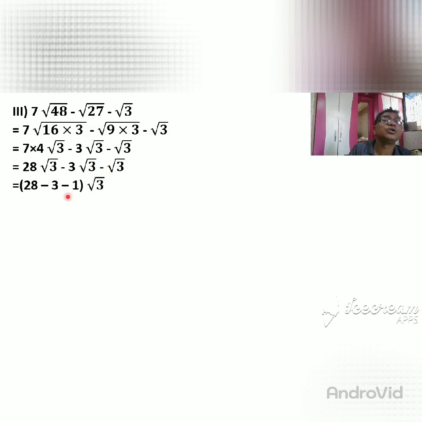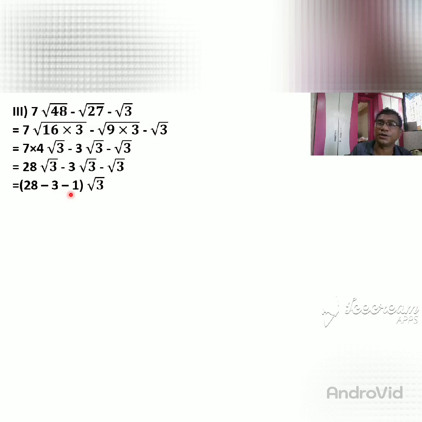So see here, root 3 is the same. It is written single time, only one time, because they are common. So that is written single time. Whatever the coefficient of the first root 3 is, 28, so I write here 28. Whatever the coefficient of the second root 3 is, minus 3, so I write here minus 3. Whatever the coefficient of the last root 3 is, it is not given, so it is 1. So 28 minus 3 is 25.